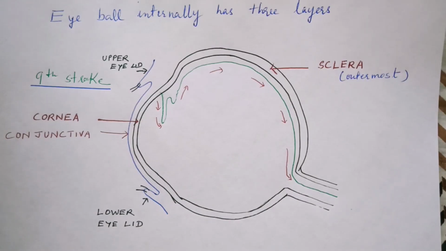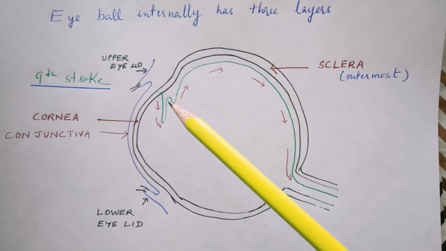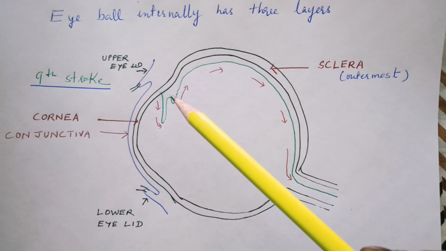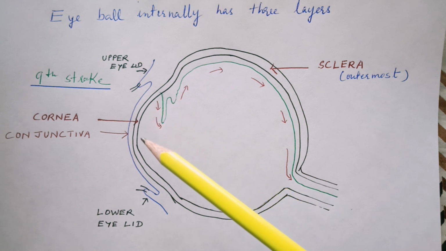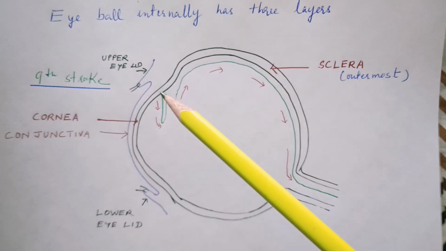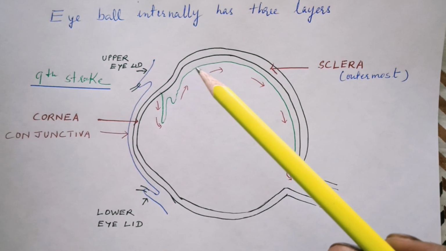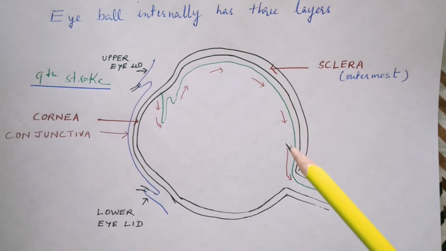Now comes the 9th stroke. With the 9th stroke, we are going to draw the second layer of the eyeball. As you can see, it is drawn in green color, and this second layer, which is known as the choroid layer, does not extend into the bulged part, students. So begin your 9th stroke starting from here. Just make this curve like this, move it in the direction of the arrows, and make it enter this extension also.